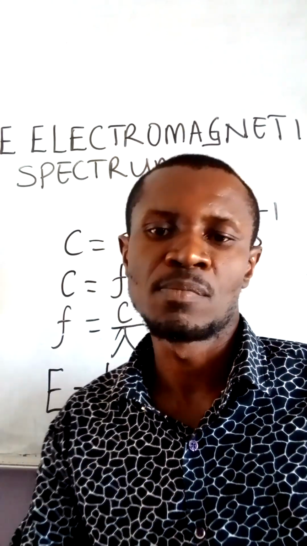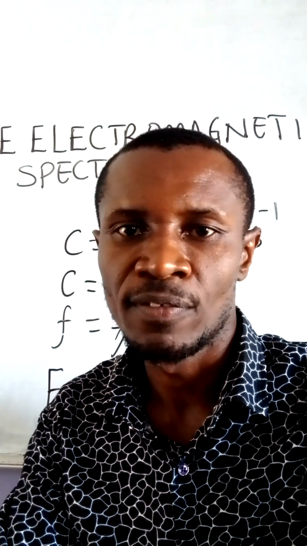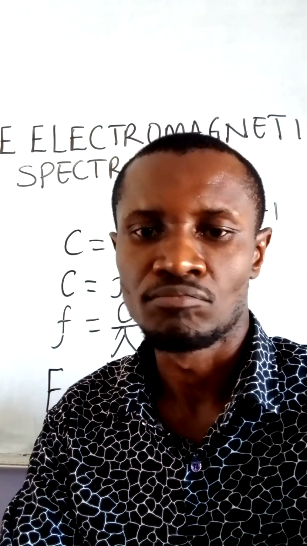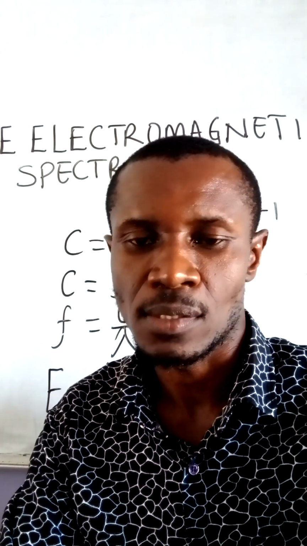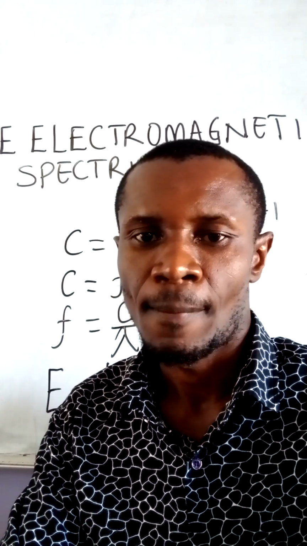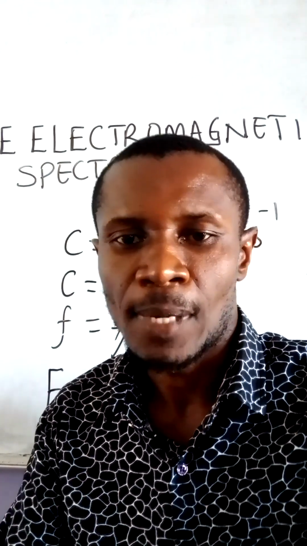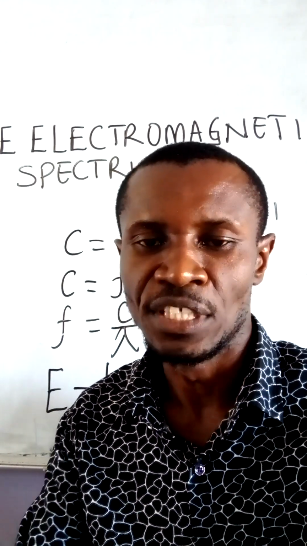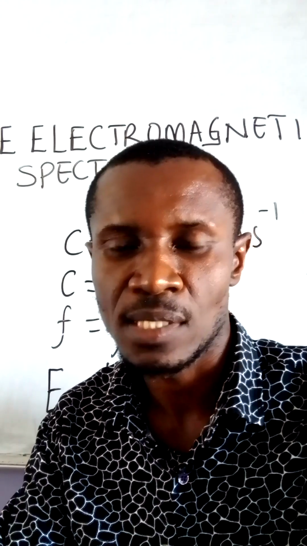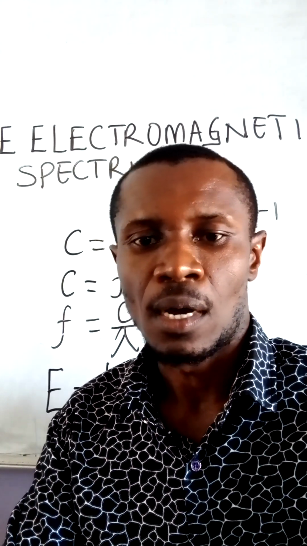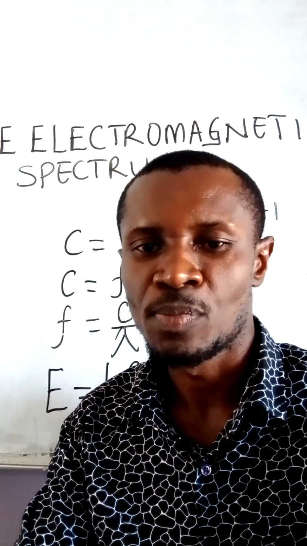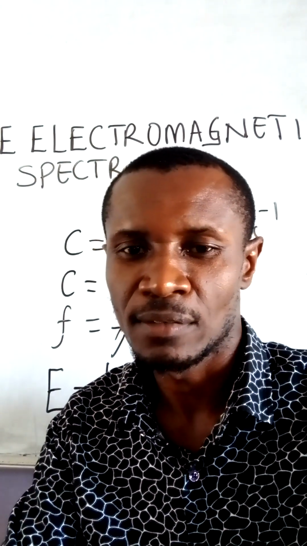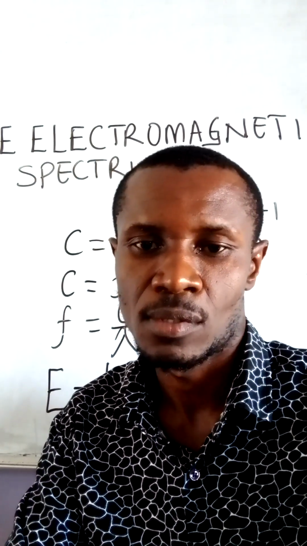However, despite this similarity between electromagnetic waves, they also have some differences. For instance, gamma rays are produced through radioactivity, in the decay of elements during radioactivity. However, radio waves are produced by oscillation of electrons in electronic circuits.